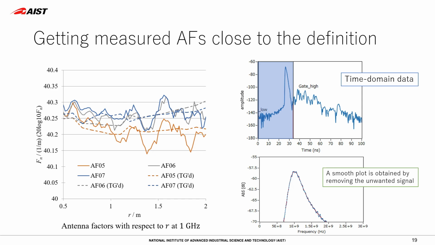The left figure shows the antenna factor of 3 antennas employed in the measurement with respect to the antenna separation. Since antenna factors should be independent of the antenna separation, the transmitting and receiving antenna should be sufficiently separated to avoid antenna couplings and the field non-uniformity along the antenna elements. Looking at this figure, when R becomes larger than 1 meter, antenna factor converges to a value.